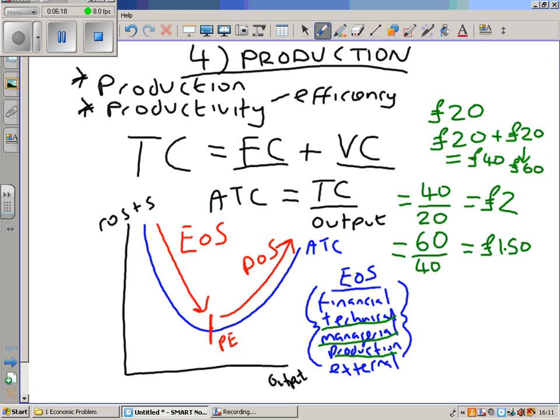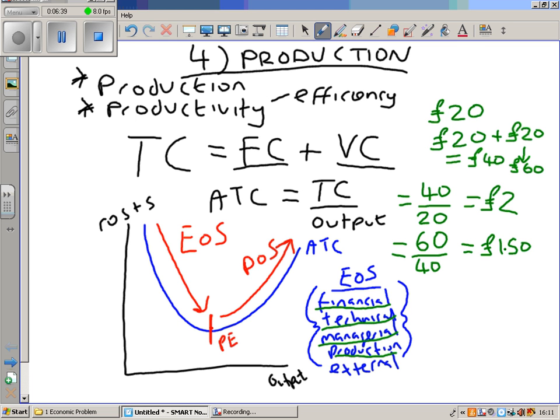Technical. Large firms can buy new technology, invest in new technology. This again can reduce costs. So for example, supermarkets have recently introduced self-scan checkouts. No need for checkout staff, clearly that's saving money. A small corner shop would not be able to achieve that.